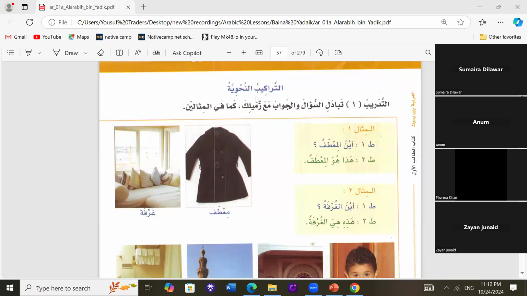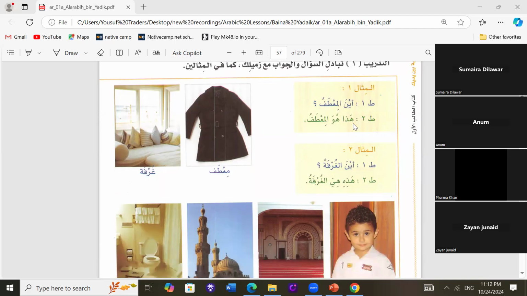Okay, next exercise is at-tarakib an-nahawiyya. At-tadrib al-awwal: tabadal as-su'al wal-jawab ma'a zamilika kama fil mithalayn. See, this is the exercise where they have given the example, to show how we can do the exercise. Example 1 is Ayna al-mat'af. Who will tell me the meaning of Ayna al-mat'af? Where is the cafeteria? Yes, where is the cafeteria? Okay, then what is the answer? Hadha huwa al-mat'af. Here is the cafeteria. Okay.